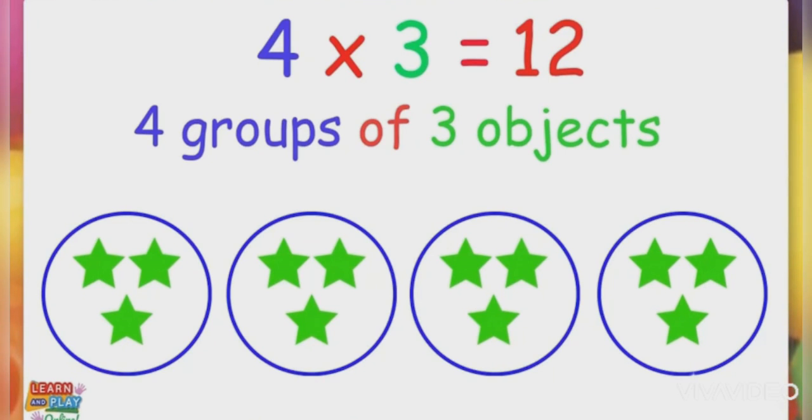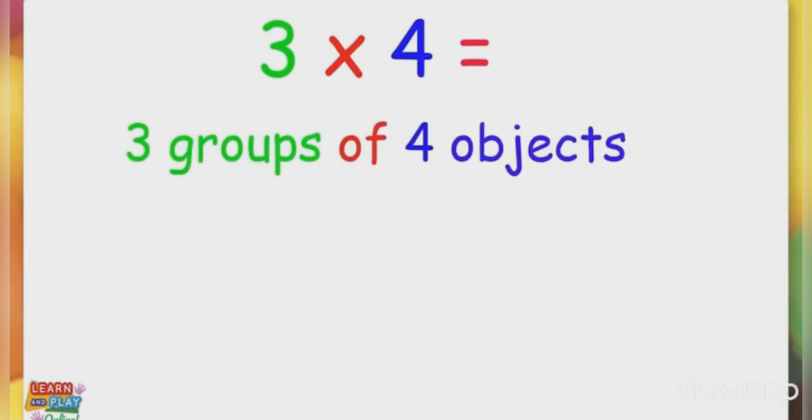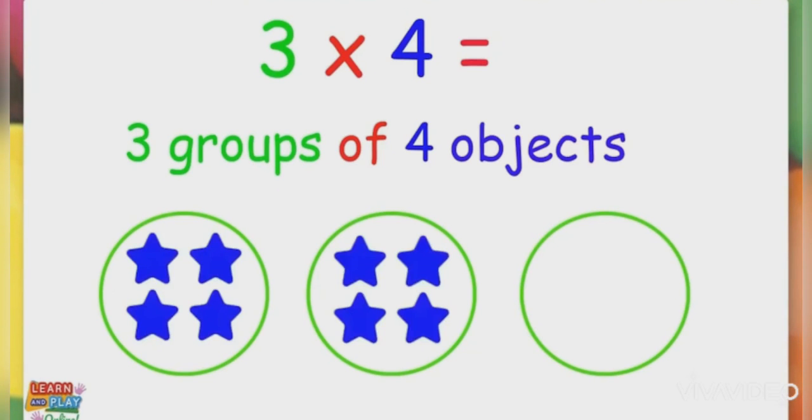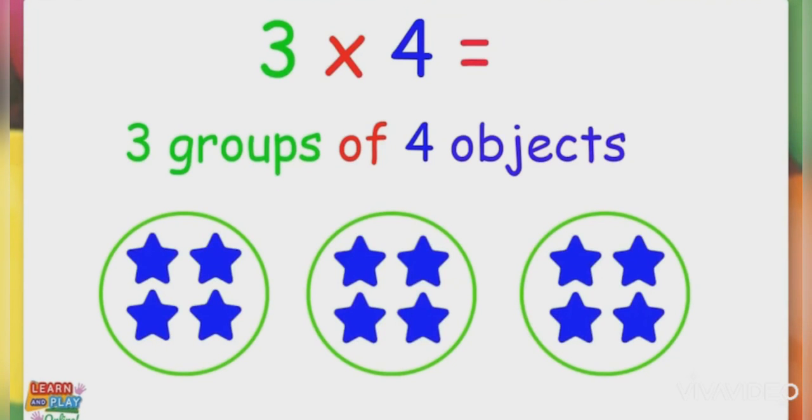If I say 3 times 4, here I have 3 groups of 4 objects. So I can draw 3 groups or 3 circles to express the groups and put 4 objects in each group. I have 3 circles and I will put 4 stars in each group. To find the product, I can use multiplication or repeated addition. 3 times 4 also equals 12.